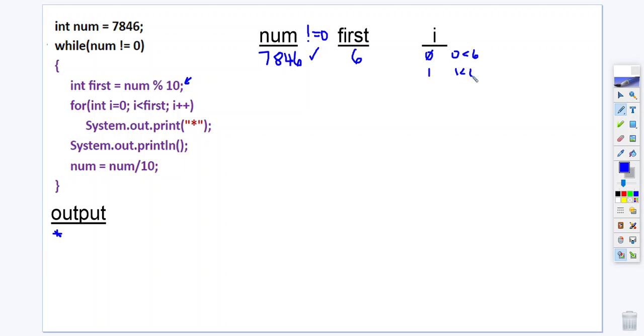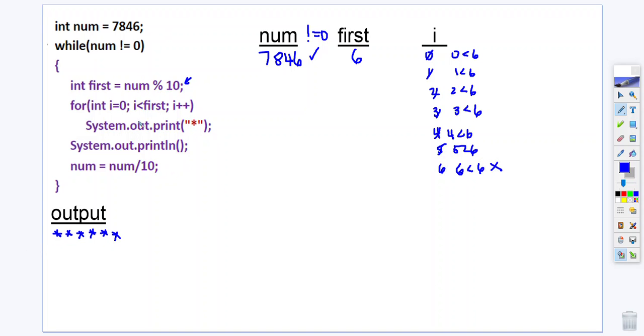I'm going to test, is 1 less than 6? And the answer is yes. And then I'm going to do i++, is 2 less than 6? And the answer is yes. So I'm going to print an asterisk and make this, is 3 less than 6? And the answer is yes. Is 4 less than 6? Is 5 less than 6? Is 6 less than 6? And the answer is no.